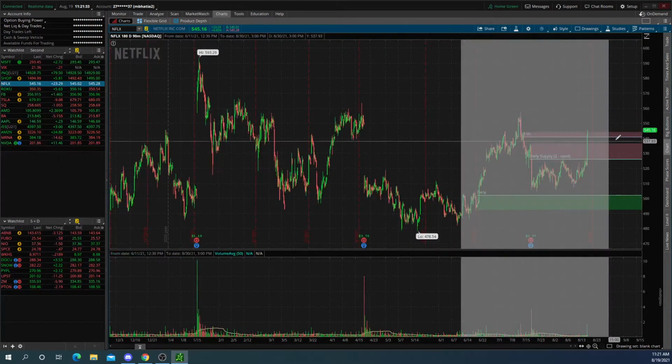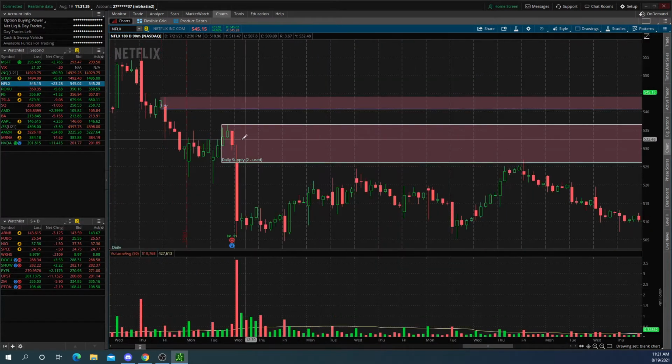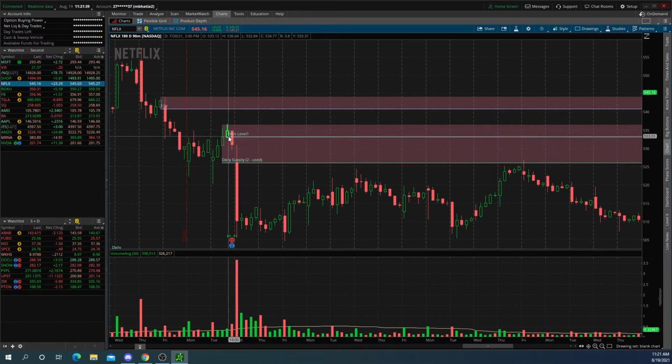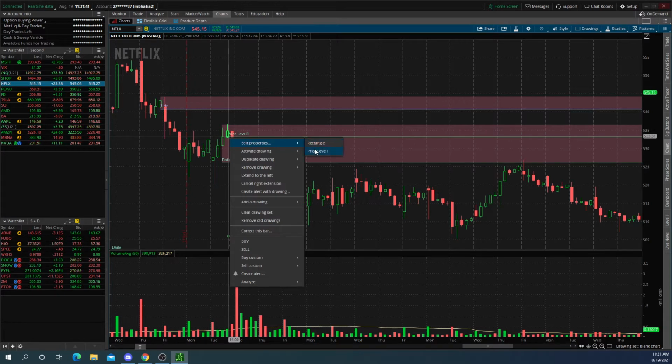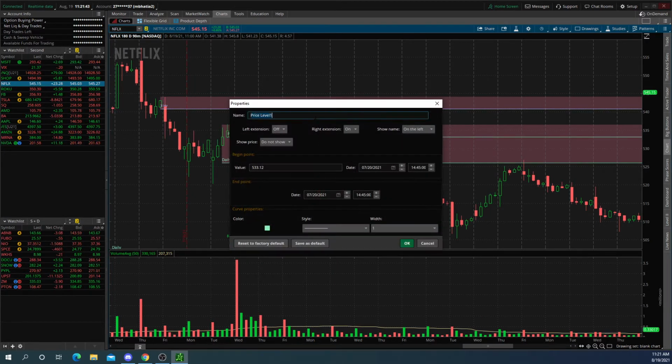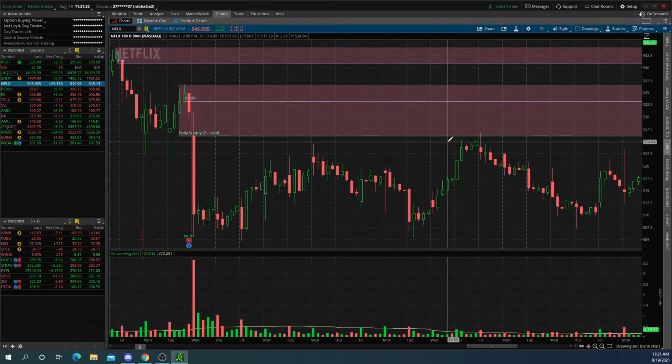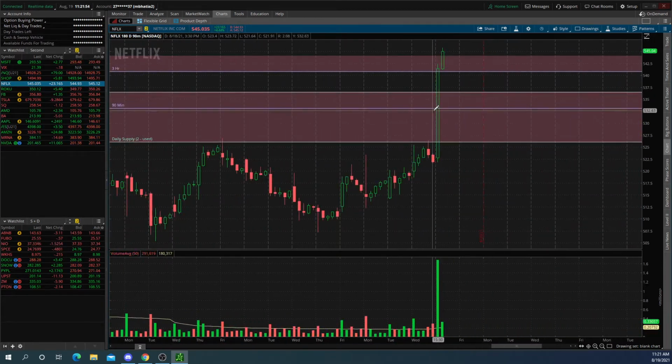So I'll go to 90, and I think the last supply zone was here. This 90-minute supply zone had not been tested at the time. That's why this 90-minute supply was my profit target. So 5:33 was my profit target, because this 90-minute supply was a fresh supply.